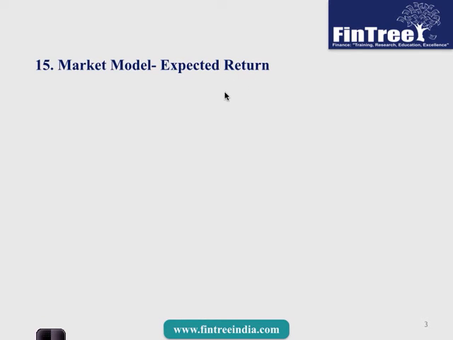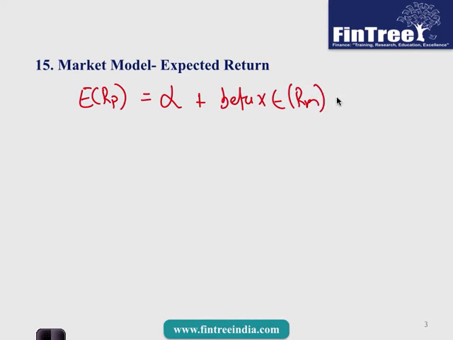Next one, market model expected return. This is a straightforward formula. Expected return on particular portfolio P is equal to alpha plus beta into expected return on market plus a random error term. So straightforward regression formula.